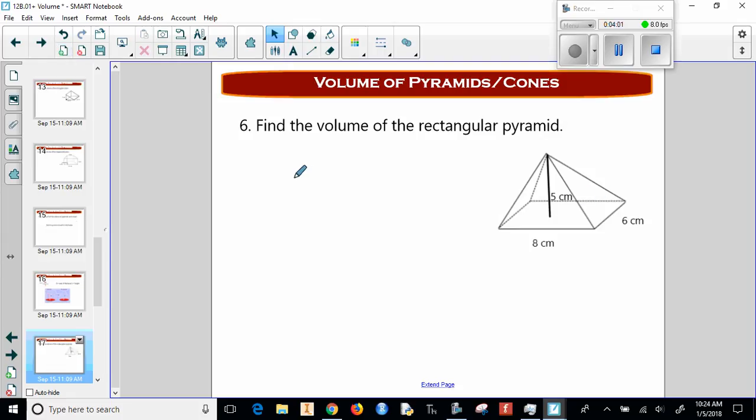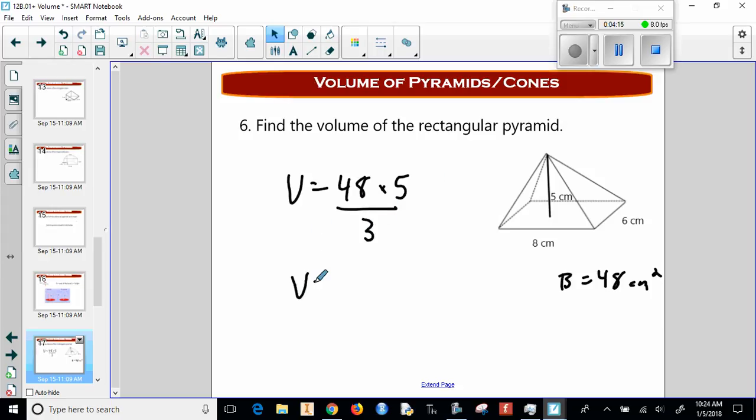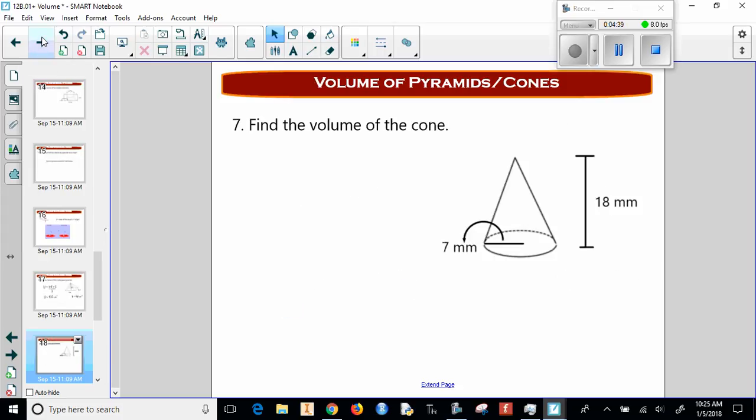So now if I want to find this, volume equals area of base times height over 3. The area of the base here is 8 times 6, which is 48. So I take that times my height, which is 5, and then divide that by 3. All right, 48 times 5 divided by 3, what will we get? That would be the same as 16 times 5. Is that 80? I hope so. I should get a calculator. Check it. Hopefully that works out.